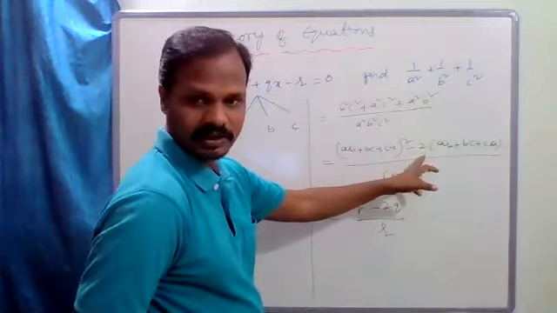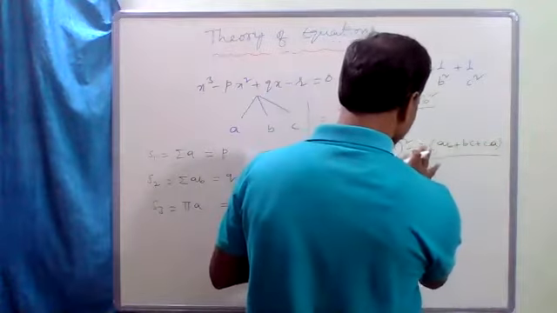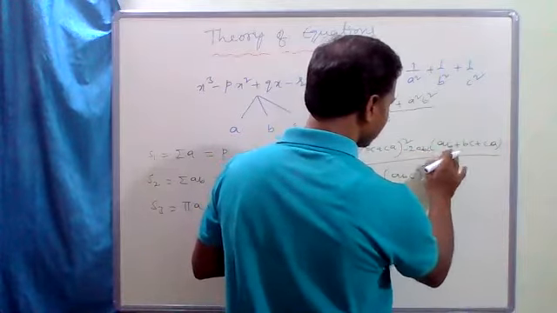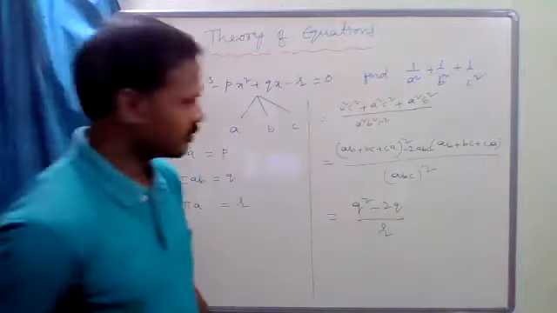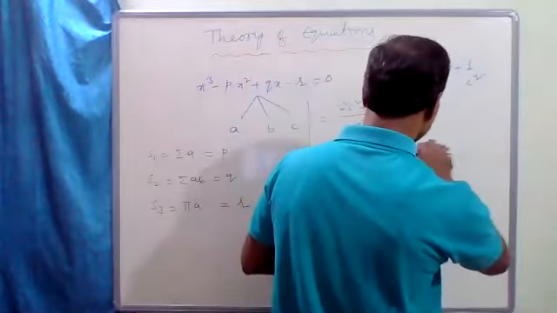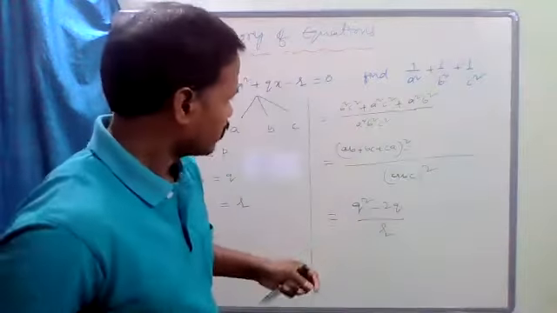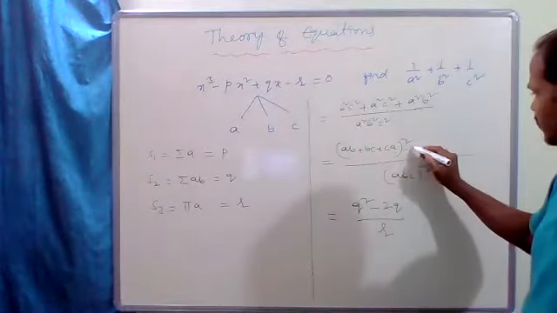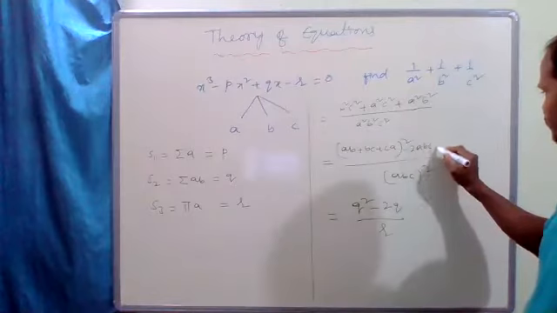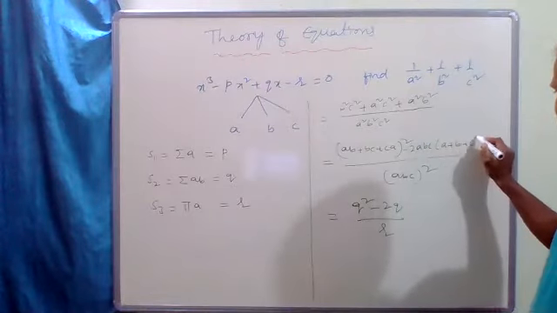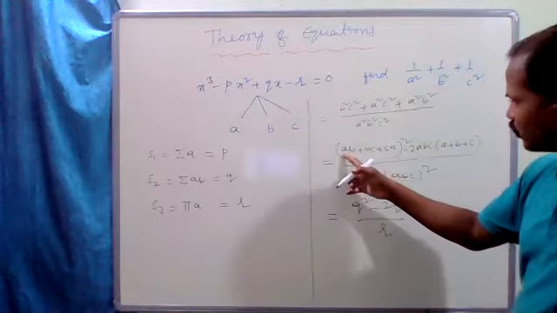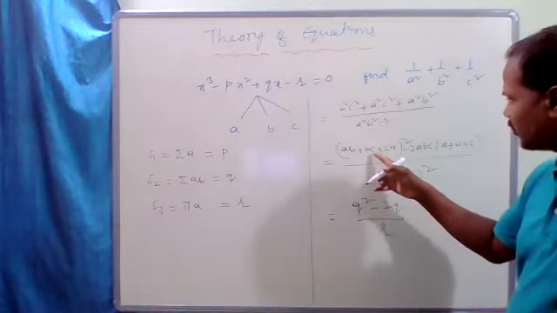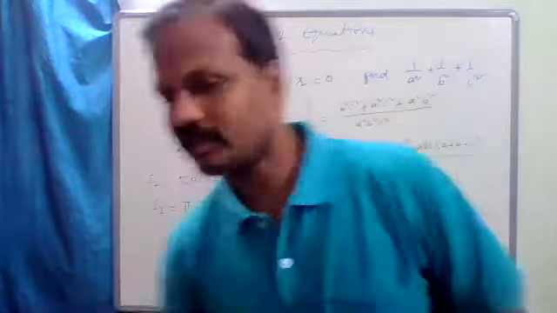You will get one more term, which is 2ABC. Here, a small mistake. This one is (AB plus BC plus CA) whole square minus 2ABC into (A plus B plus C) will come. Remember, because we have 2AB square C. Okay, I will explain completely.